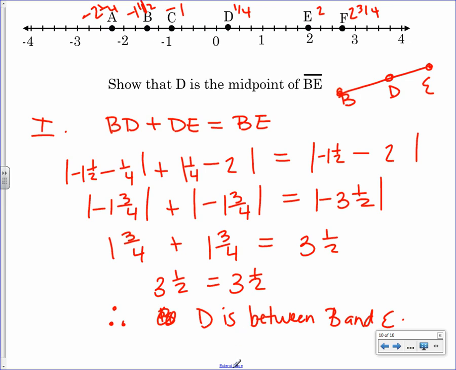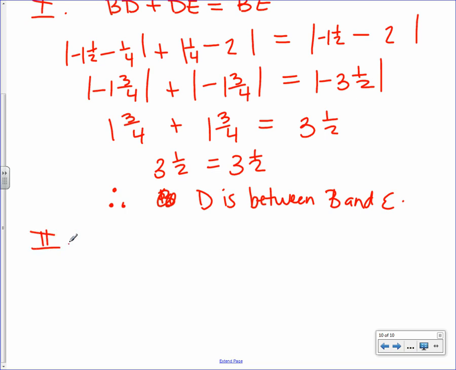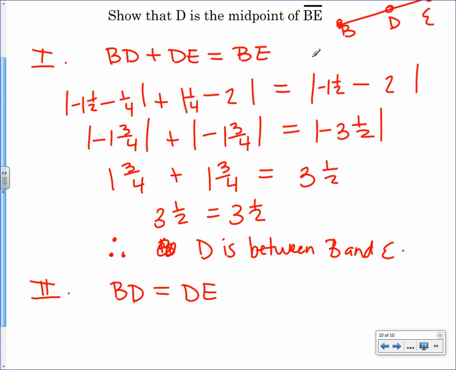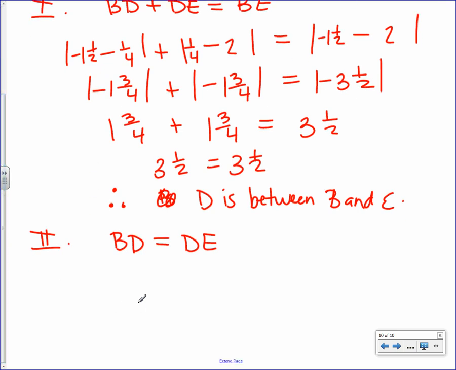So part 2 is new. Part 2, we need to prove that BD equals DE. If we look at our picture, I need to prove that this piece is the same as that piece. Do you guys see what I'm saying? Okay. So we're going to do everything we just did. This literally says find the length of BD. So it's going to be something minus something, because that's how we do the distance formula on a number line.